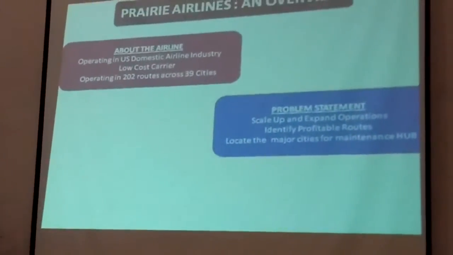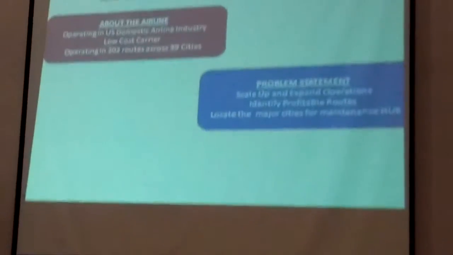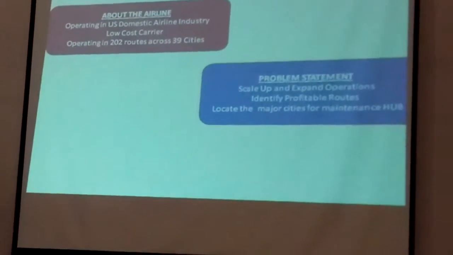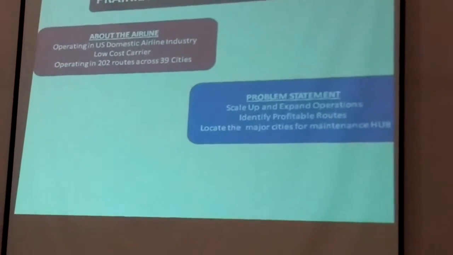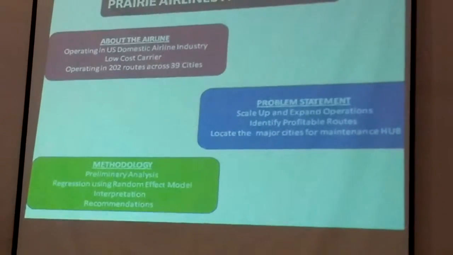The problem statement is that since it is losing out its customers, it has to scale up its production and expand its operations. Now, for that, it has to identify all the profitable routes and locate the major cities as a maintenance hub. And third step is, how do we go about doing this?